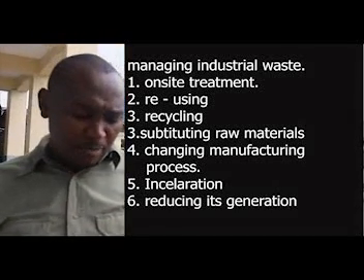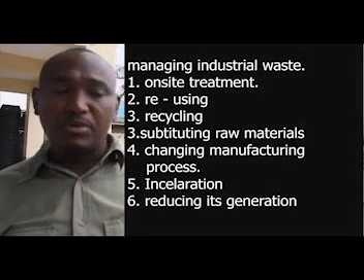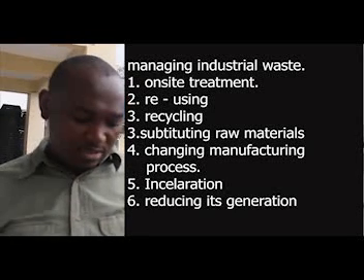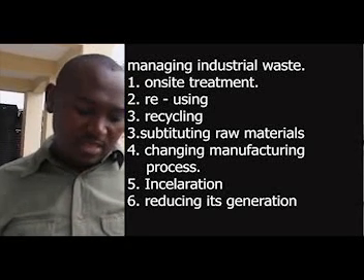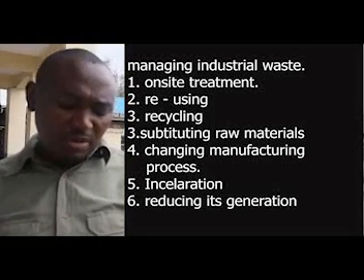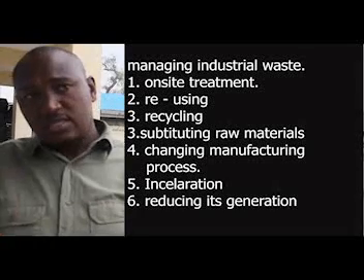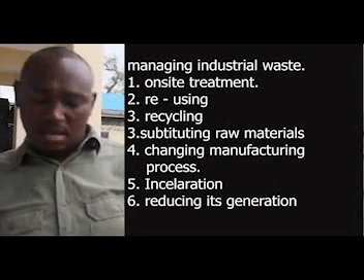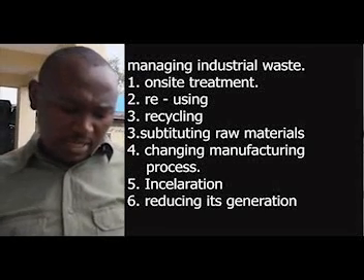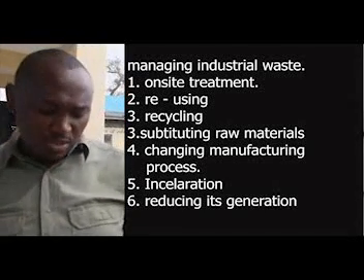Another thing is substituting raw materials. This is a process whereby a raw material that produces harmful waste is replaced with others that are less harmful. Changing manufacturing process. We can change our manufacturing process if the process is hazardous or poisonous. We change the process and eliminate the waste that is going to pollute the environment.